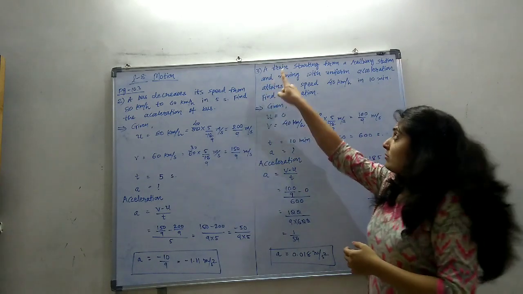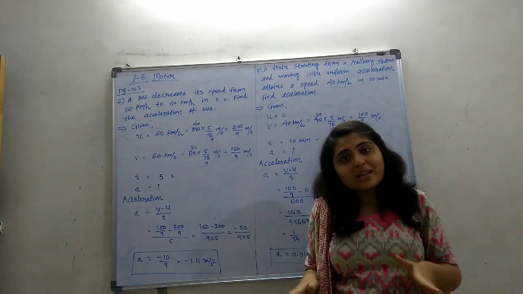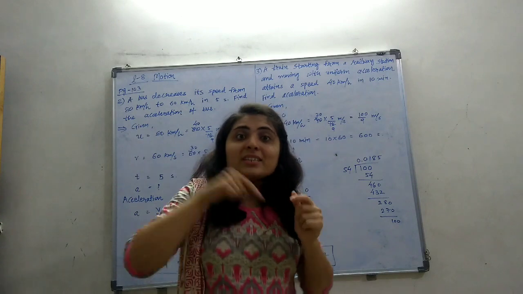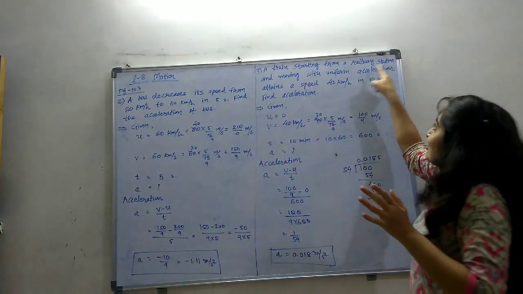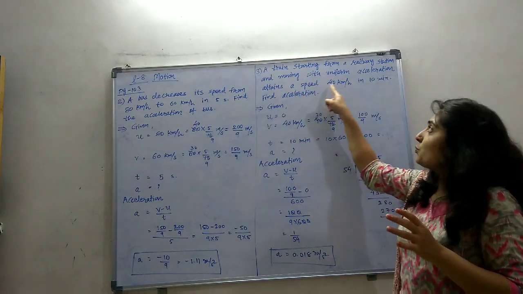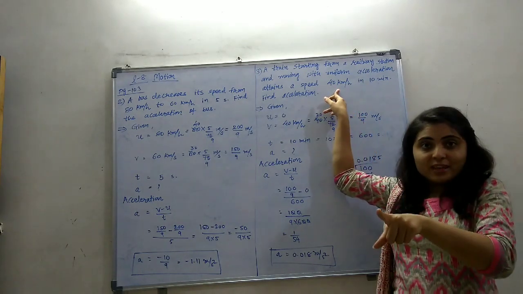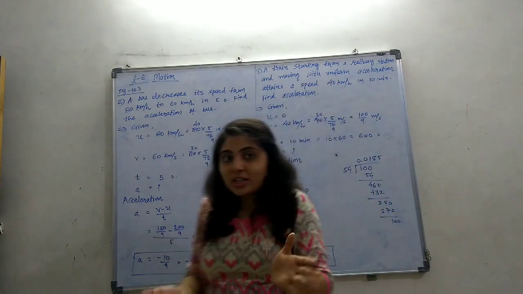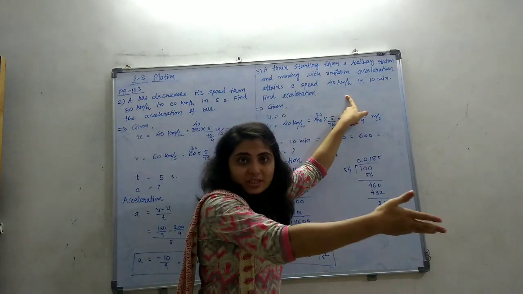Further, third one, a train starting from a railway station. Okay, so the train is standing at the railway station. Now it starts the motion. See, the details are always hidden in the words in the question, right? So, starting from a railway station and moving with a uniform acceleration attains a speed of 40 km per hour in 10 minutes. So, only one speed is given, 40 km per hour. So, will that be final or initial? It will be the final. It attains this speed in 10 minutes, right?